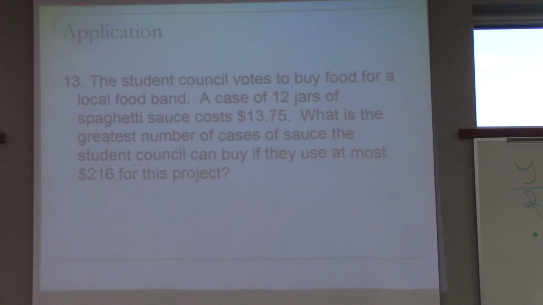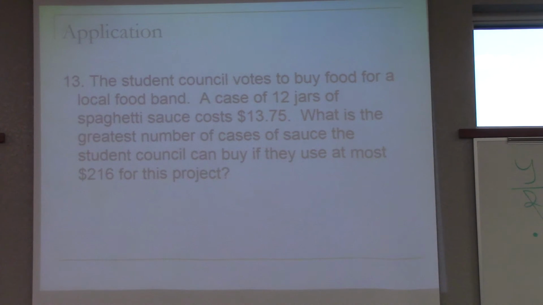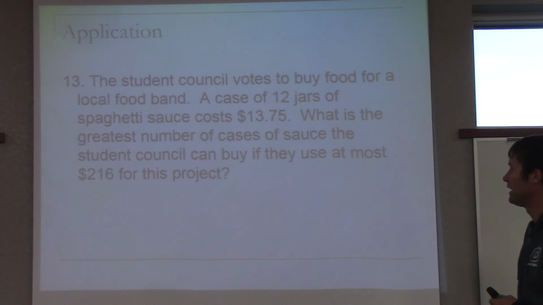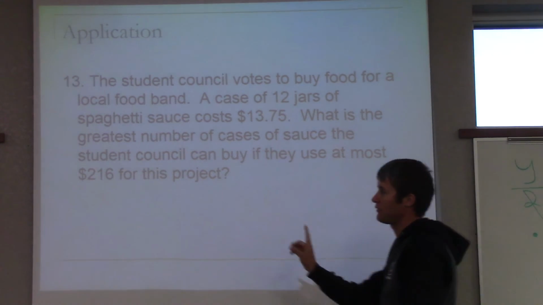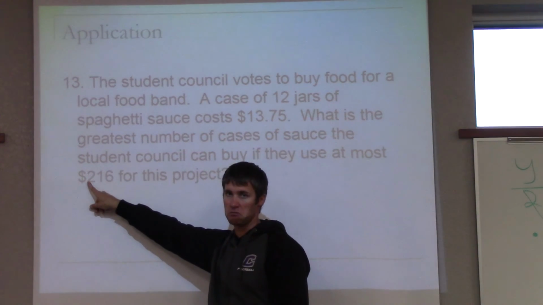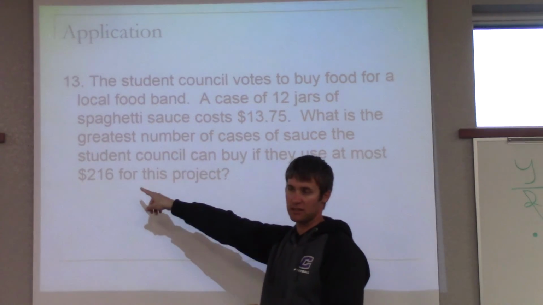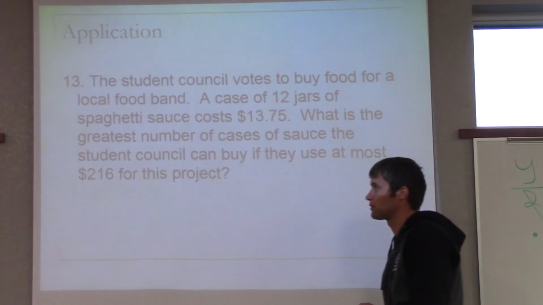Last example, the student council votes to buy food for a local food bank. Bank, not ban. A case of 12 jars of spaghetti sauce costs $13.75. What is the greatest number of cases the student council can buy if they can use at most $216? So once again, if you think at most, can we go over 216? No, so we'd be less than. Can it be 216? Yes, so it'd be less than or equal to.